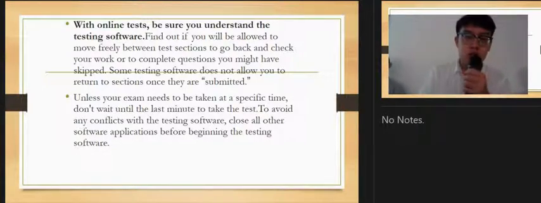With online tests, be sure you understand the testing software. Find out if you will be allowed to move freely between test sections to go back and check your work or to complete questions you might have skipped. Unless your exam needs to be taken at a specific time, don't wait until the last minute to take the test.